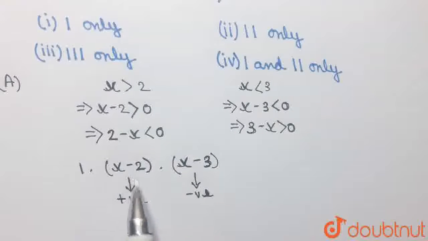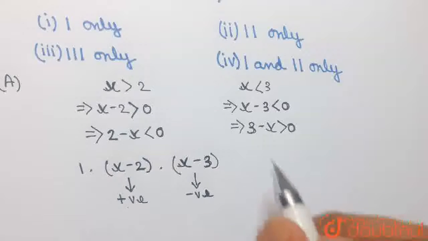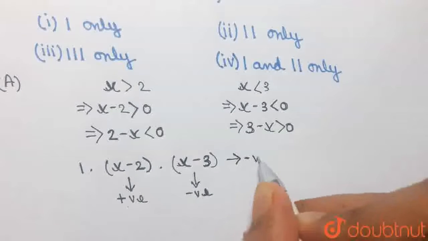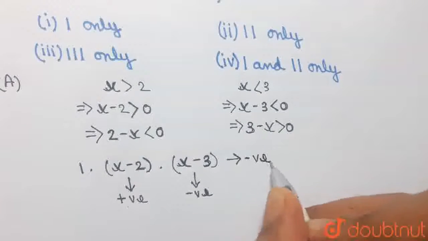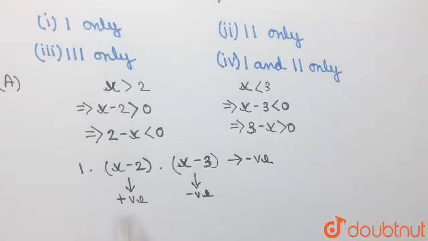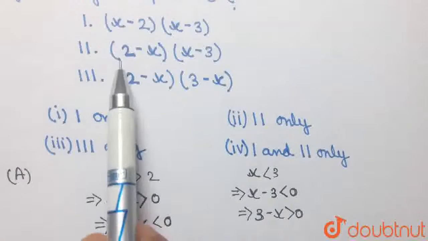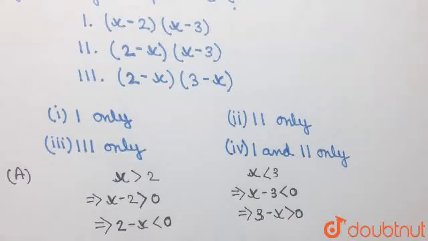Hence, x minus 2 into x minus 3, which is the product of a positive number and a negative number, will be negative, because the product of a positive number and a negative number is always negative. Hence, expression number 1 is going to be negative. Moving on to expression number 2, which is 2 minus x into x minus 3.